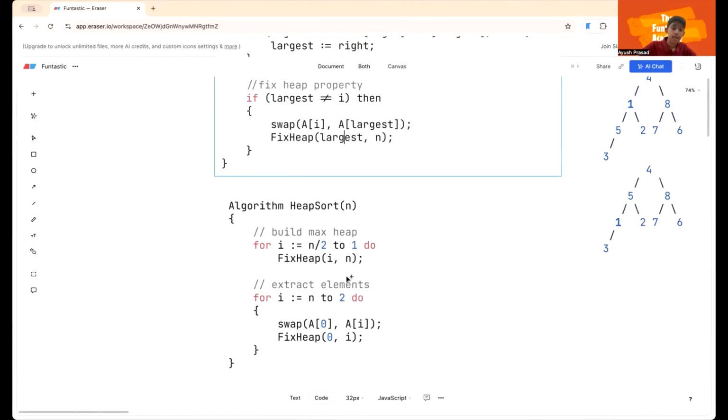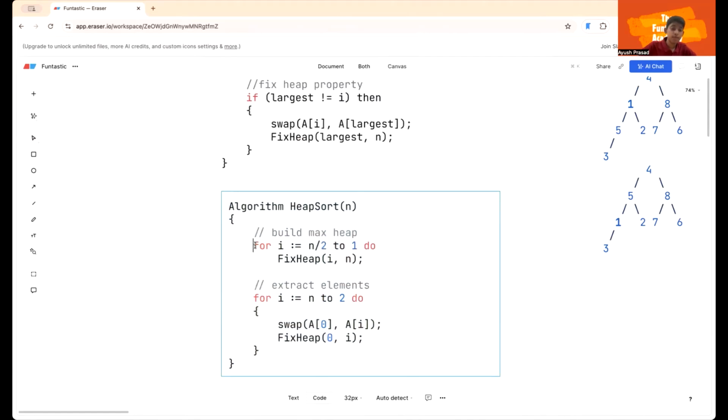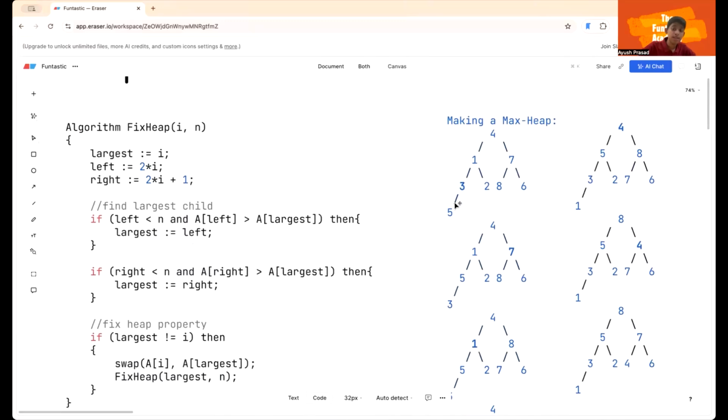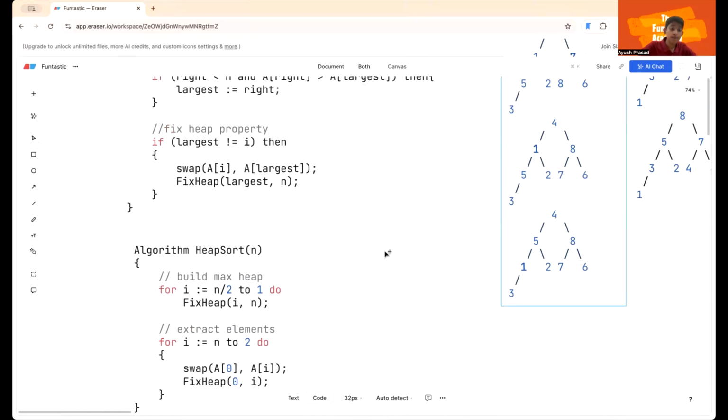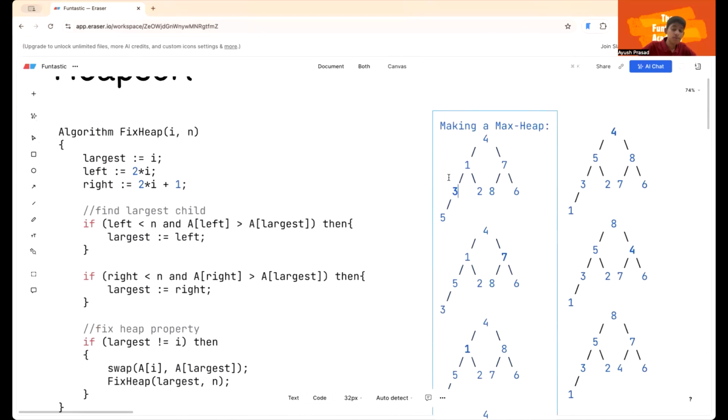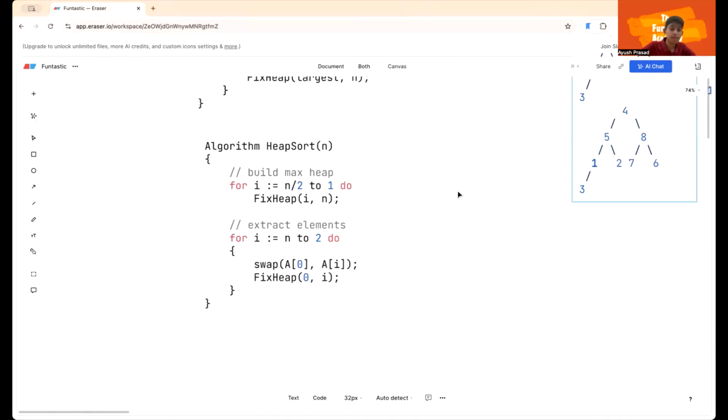Now we can understand what these two lines which make the full heap do. N by 2 is the first element in the heap that's not a leaf. N is the last element. In this case, n equals 8, so 8 would be the last element. N by 2 is its parent, which is 3 over here. We go from n by 2 to 1, which means going through all the nodes in the heap which are parents. And for all of those nodes, we just run fix heap. Simple.